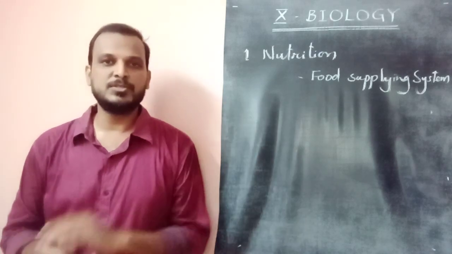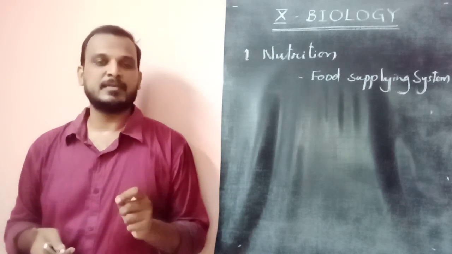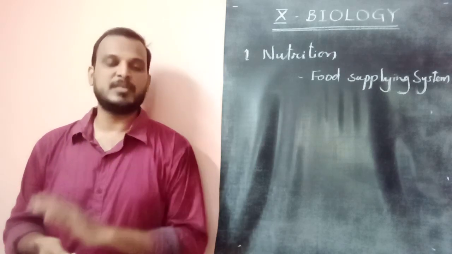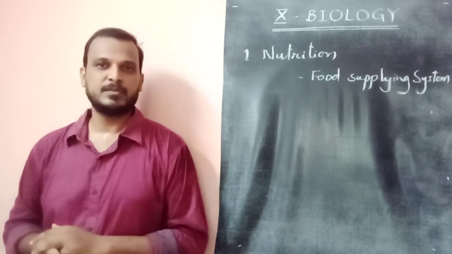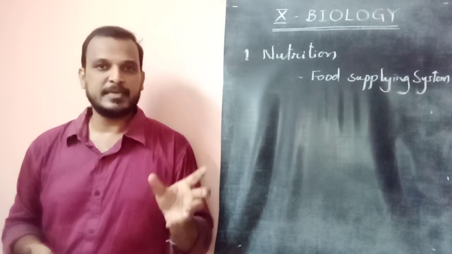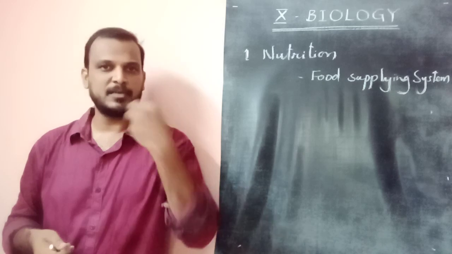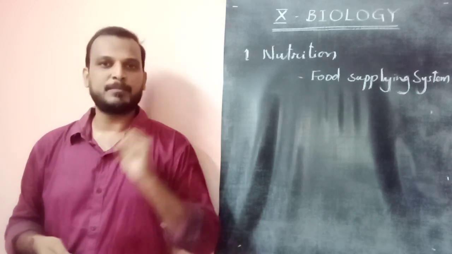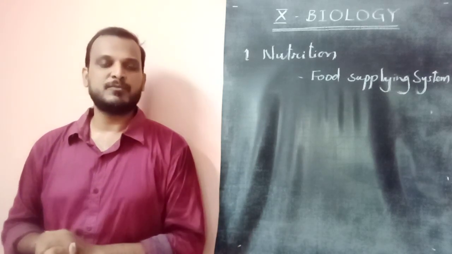Why do you read about this nutrition first? No doubt it is in the first chapter, but the prime importance of any organism is to supply food to themselves. Without supplying food, there is no survival. So, food supplying system is nothing but what is called in science as nutrition. No doubt we are supplying food every day. Your parents are providing to us. We are getting from plants, we are getting from animals. So, is that all about the food supplying system?